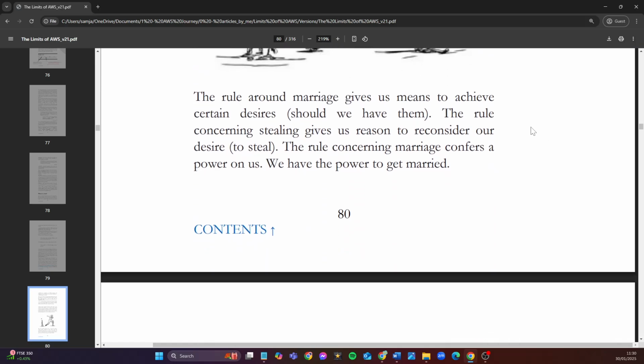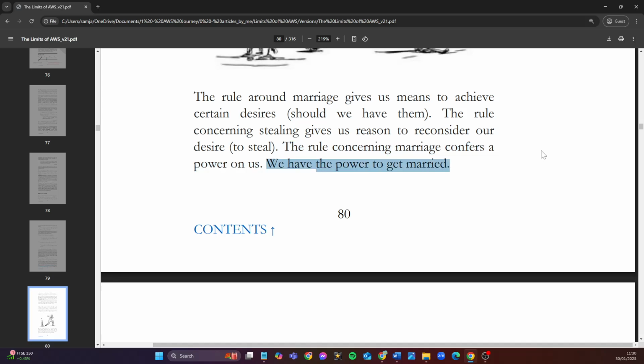The rule around marriage gives us means to achieve certain desires, if we were to have them. The rule concerning stealing is different. It gives us reason to reconsider our desire to steal. The rule concerning marriage confers a power on us.